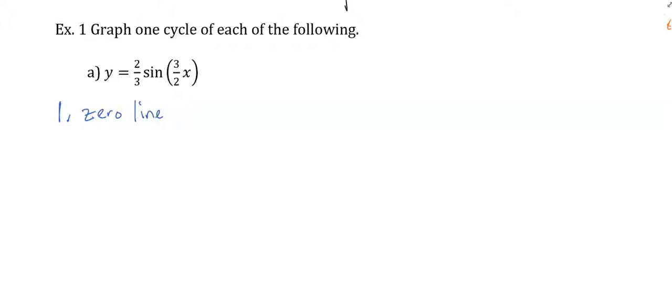The zero line is y equals 0. It comes from the d value. You've got to know where they come from. Question number 2 is amplitude. What's the amplitude? Tyler? 2/3.